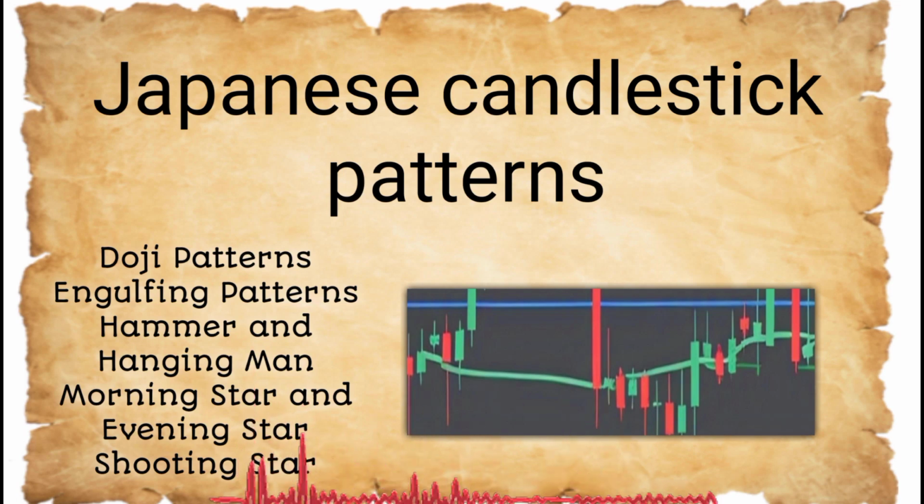Understanding these candlestick formations gives traders an edge by revealing shifts in market sentiment before major price moves happen. Recognizing these patterns and using them with other technical tools can help traders make more informed decisions.